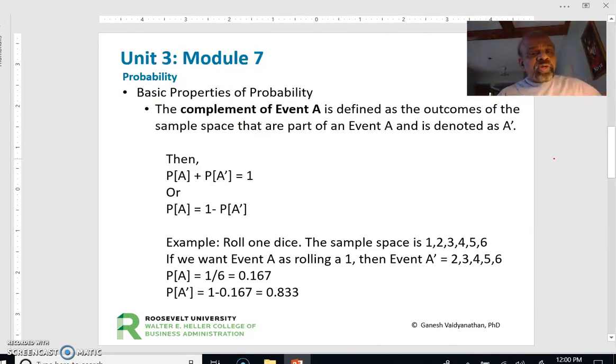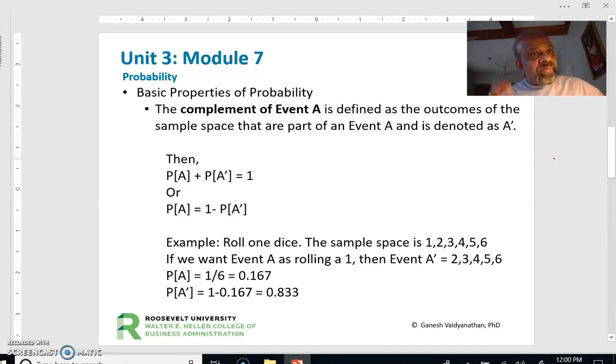If we have the probability of A, the complement of A is going to be A prime. In that case, the probability of event A occurring plus the probability of A prime occurring is equal to 1. Or the probability of A is equal to 1 minus the probability of A prime.